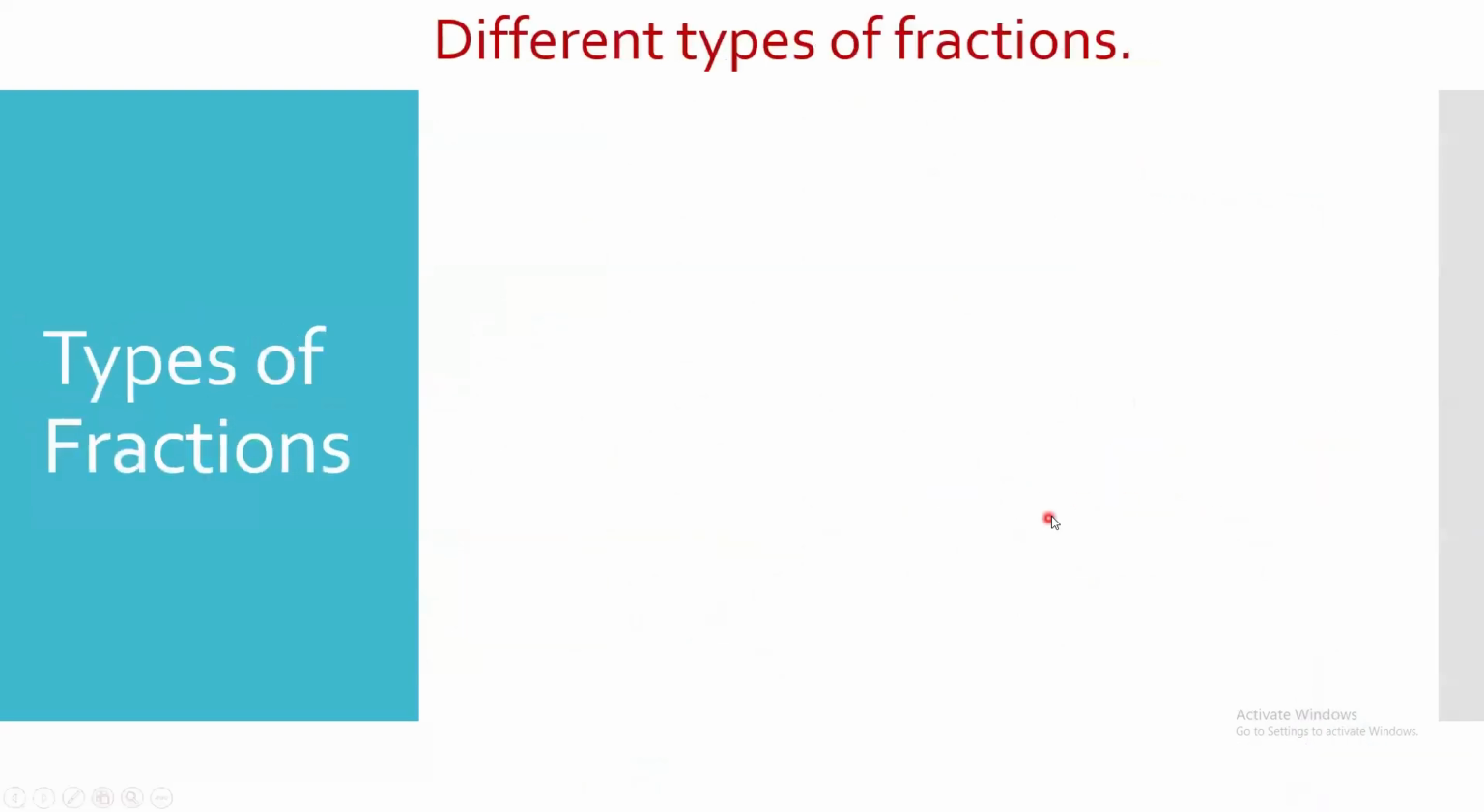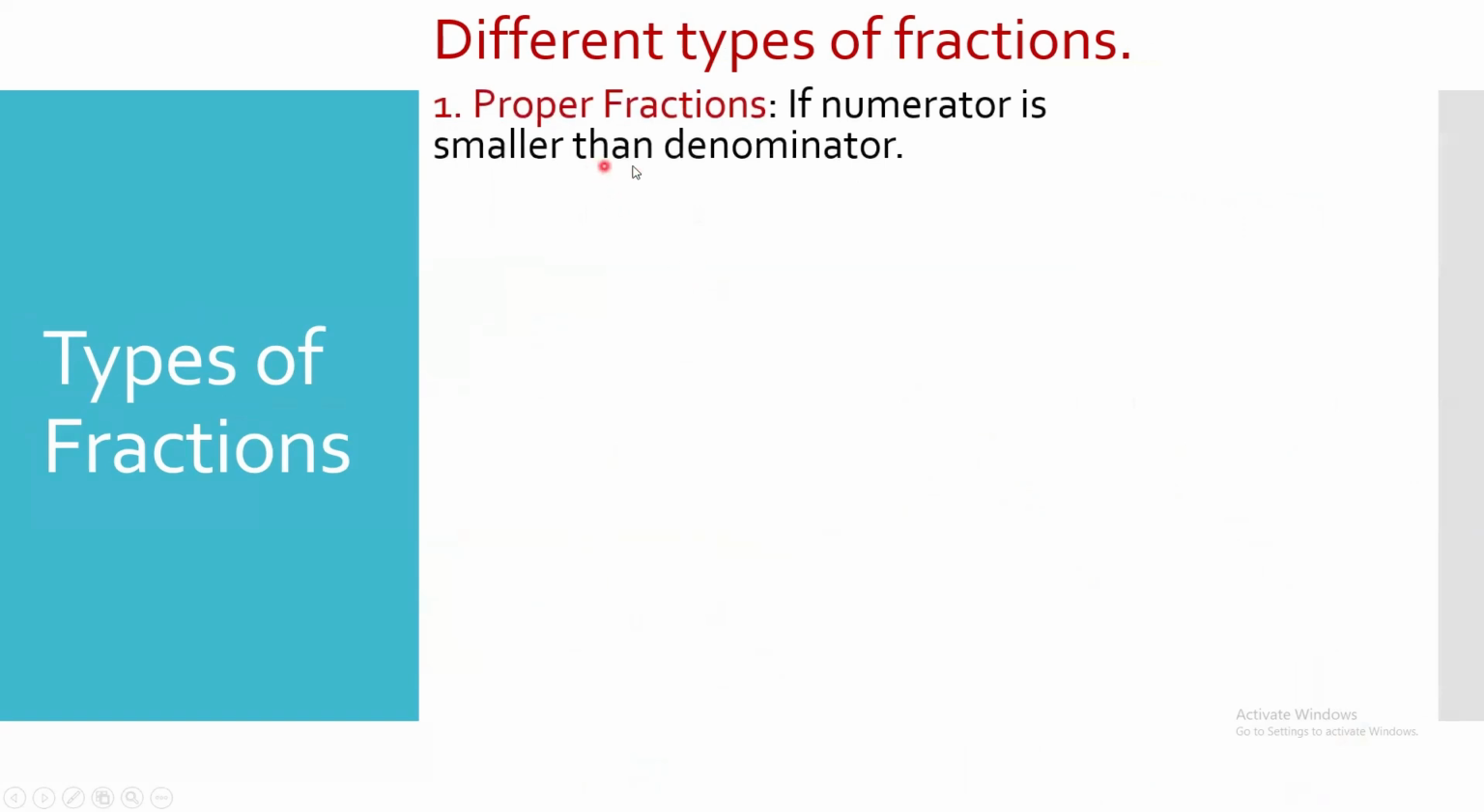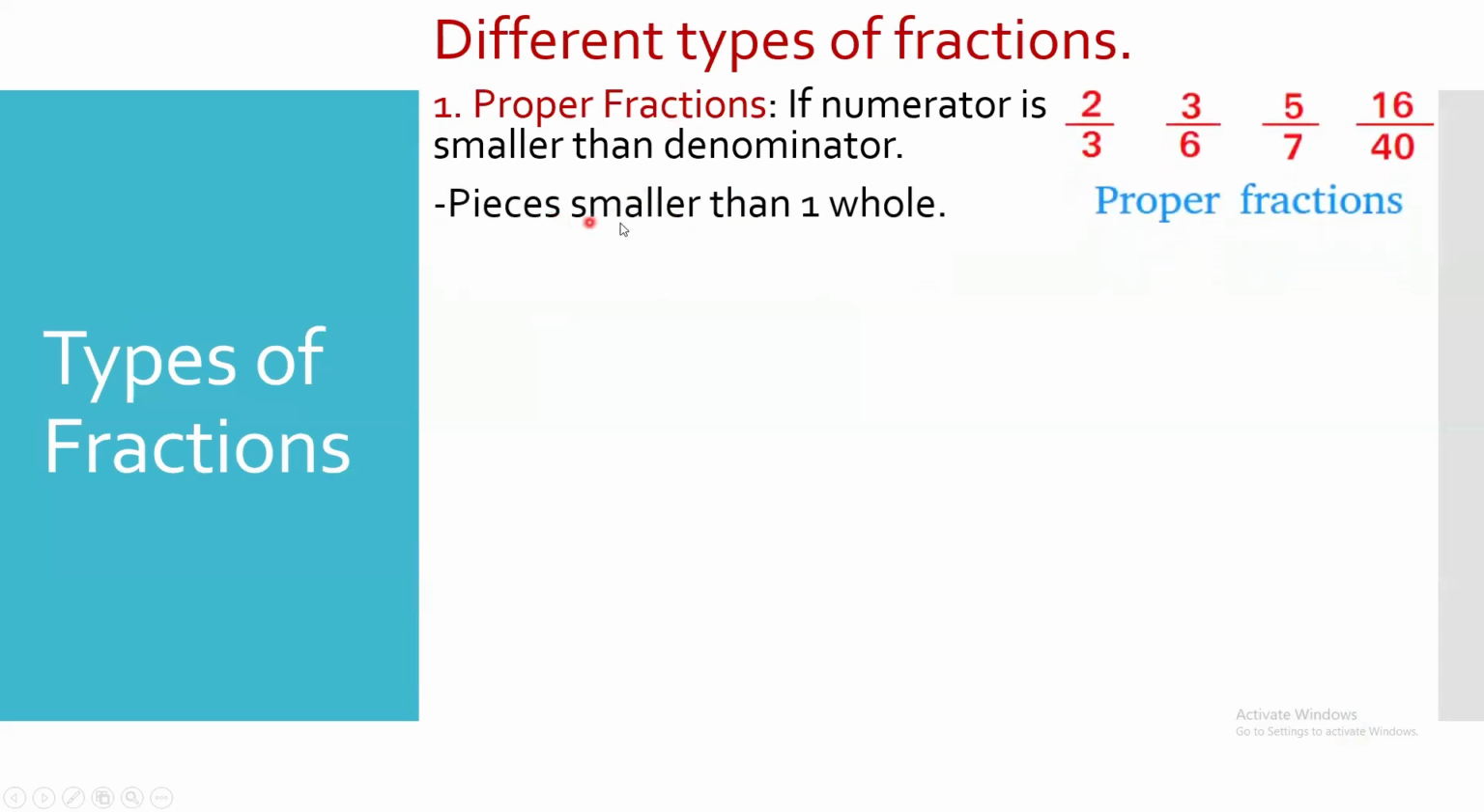Now I'm going ahead with the class on different types of fractions. First one, proper fraction. If the numerator is smaller than the denominator, this will be called a proper fraction. Pieces smaller than one whole. You see 2 by 3, 3 by 6, 5 by 7, 16 by 40. You see always the numerators are smaller than the denominators. So this type of fraction is called a proper fraction.